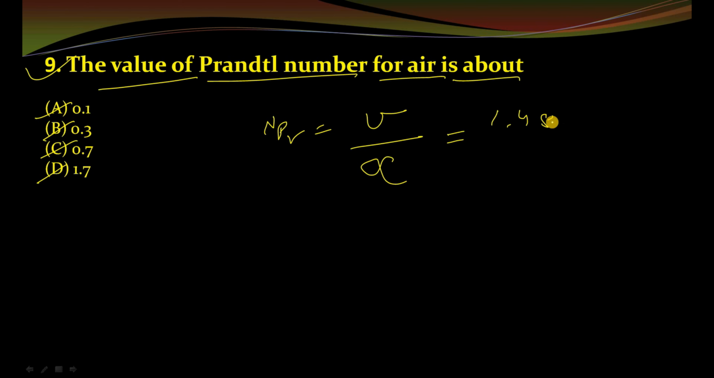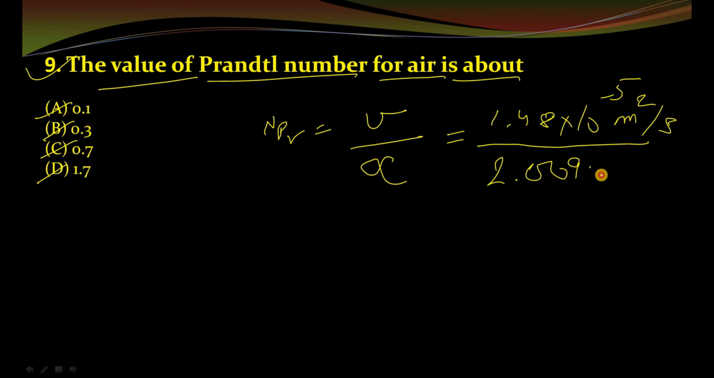1.48 into 10 power minus 5, okay, that is the kinematic viscosity at temperature 15 degrees Celsius. Okay, so what will be the unit? The unit will be meter square per second. And what is the thermal diffusivity at 15 degrees Celsius? It is 2.009 into 10 power minus 5. Okay, that is also meter square per second.